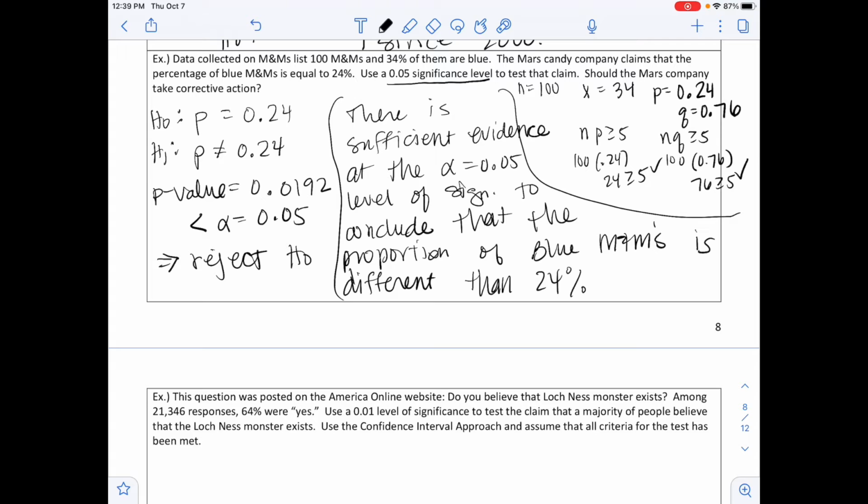And so since we are showing that it is not equal to, we have enough evidence to support that, not equal to the 24%. It says, should Mars company take corrective action? It looks like there's an issue with what Mars company is saying and what we're actually getting. So yes, you want to make sure that this is okay.